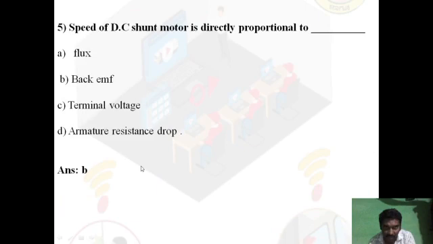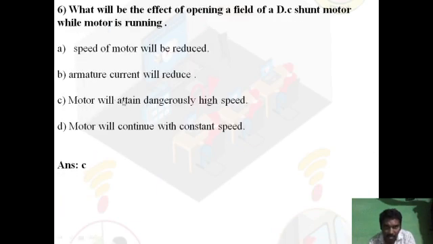Therefore, the motor will attain dangerously high speed, because the speed of the motor is directly proportional to back EMF and inversely proportional to flux. When the field is open, the flux will become zero. When the flux becomes zero, automatically the speed of the motor will attain dangerously high speed. It will become infinite speed. It will run at infinite speed.